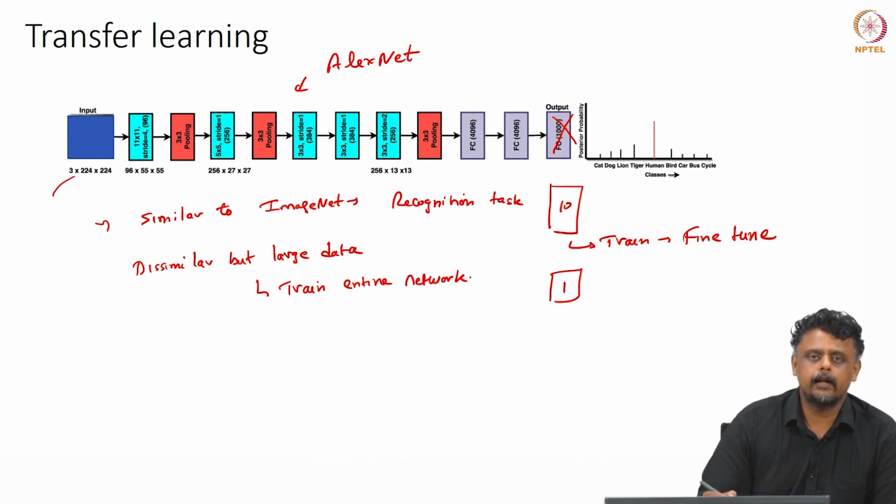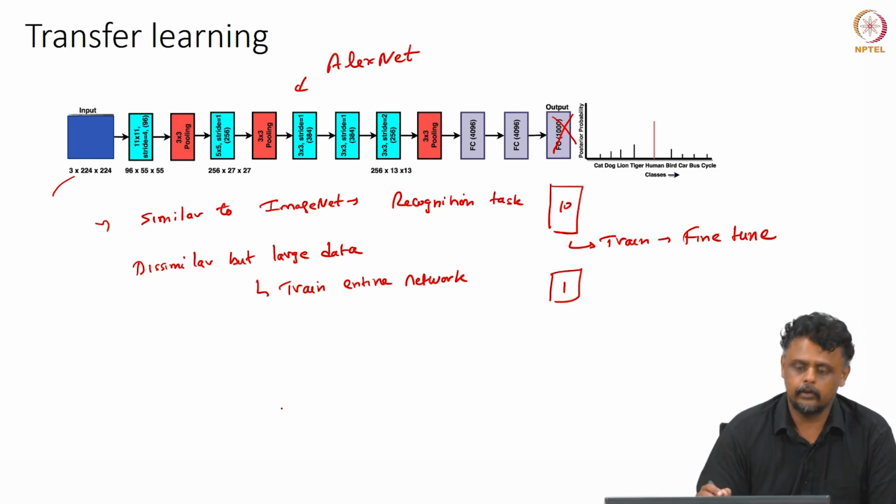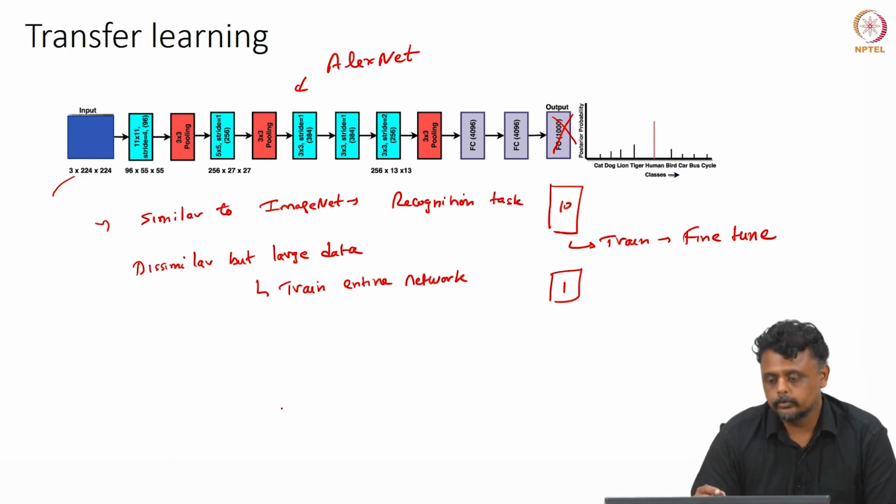This is assuming that you have radically different data, but then you have enough of it. Because, if you know, AlexNet has several million parameters, 60 million, and if you want to train them you need to have as many data sets. Of course, you also do data augmentation in order to increase the size of your data set artificially.